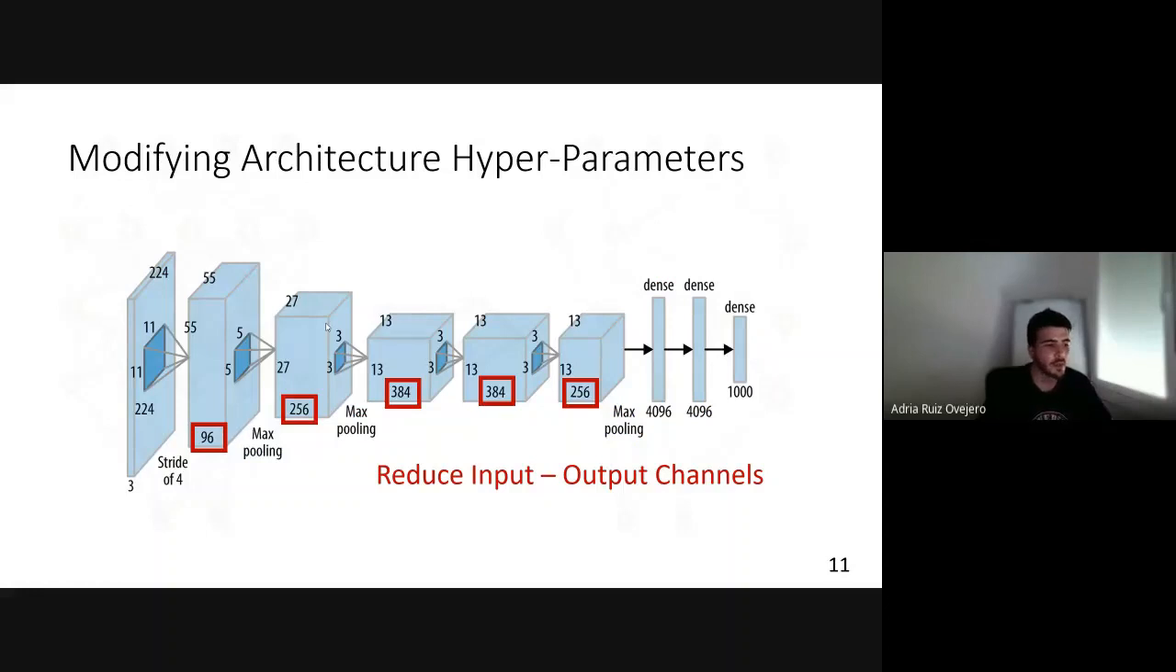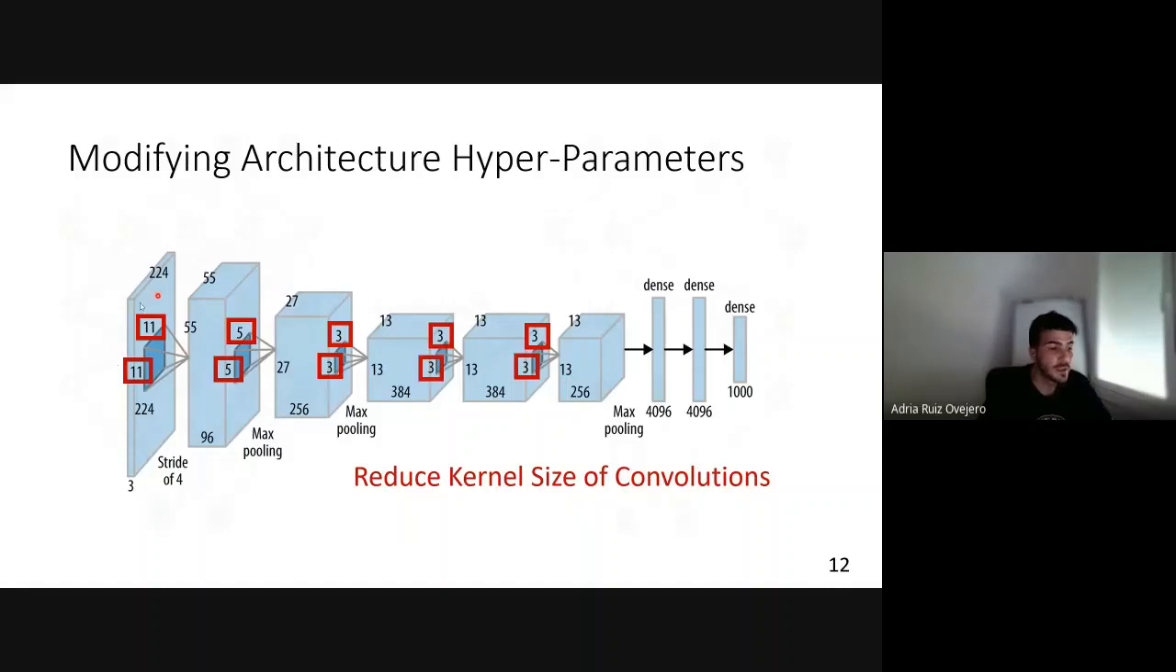But apart from reducing layers, there are other hyperparameters that we can fine-tune, right? So we have the number of input and output neurons in each layer, or input and output channels in the case of convolutional neural networks. We have also the kernel size of the convolutional blocks, because higher kernel sizes imply more computation when we are doing the convolutions, right? And more parameters, obviously. And so we can modify this.